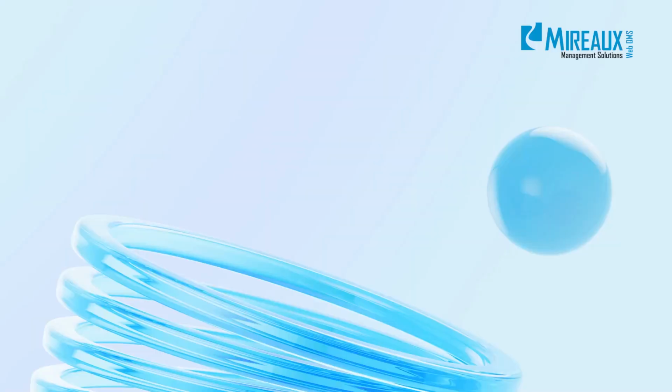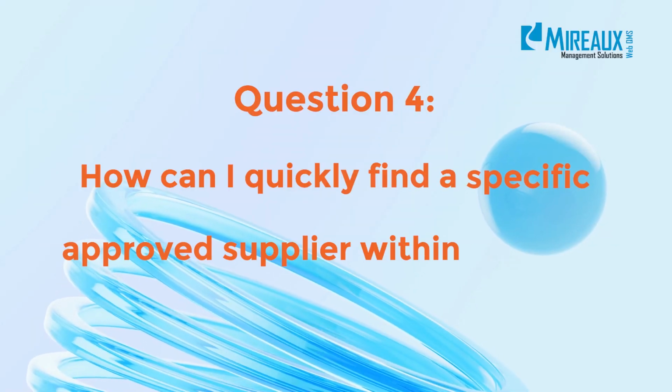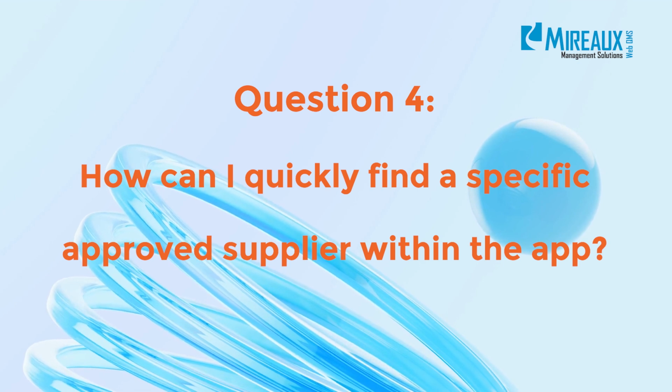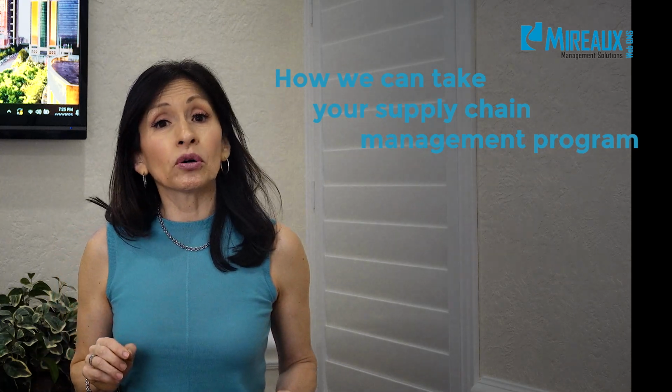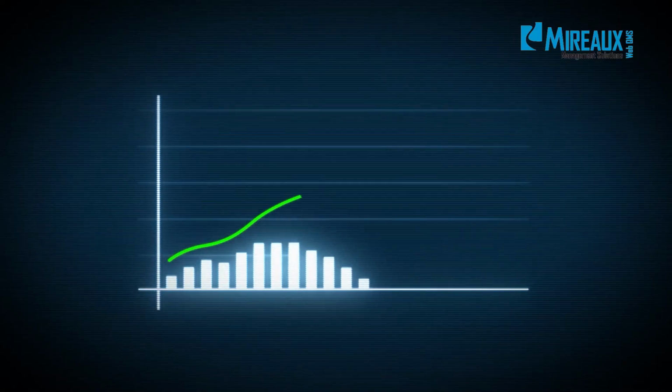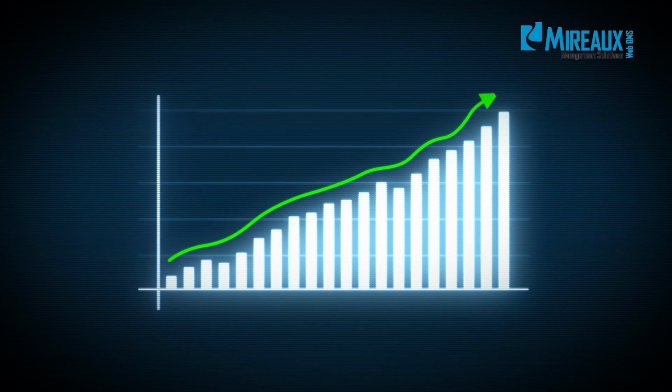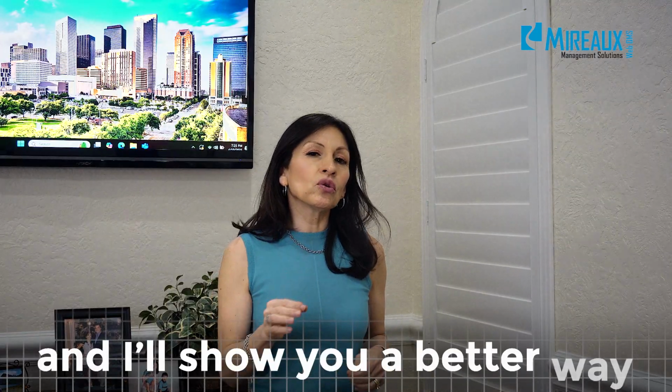In this video, we're going to walk you through the key features of Web QMS Approved Supplier List or ASL application and show you how it can take your supply chain management program to a whole new level. We'll cover everything from easy searching and detailed supplier profiles to tracking performance and ensuring compliance. So stick around and I'll show you a better way to track your suppliers and improve your procurement process.